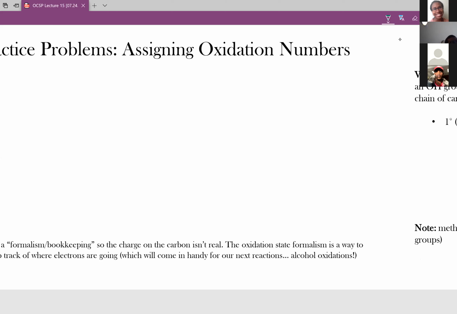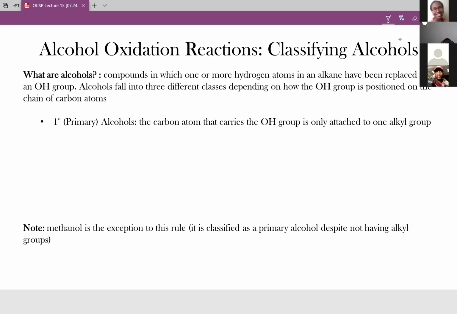And so what are alcohols? They're compounds in which one or more hydrogen atoms in an alkane have been replaced by an alcohol, or OH group. These alcohols fall into different classes depending on how the alcohol group is positioned on the carbon atom. And it's important to note that these alcohol oxidation reactions are going to create carbonyl compounds, using what is known as a chromium 6 reagent, typically.